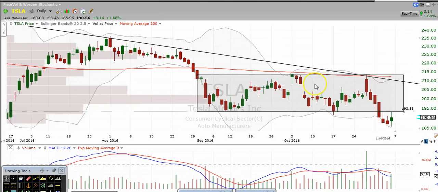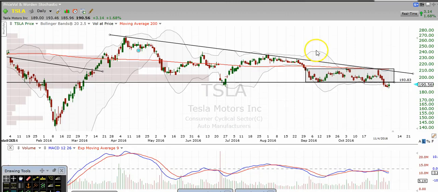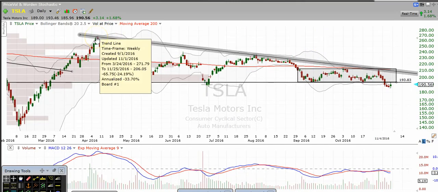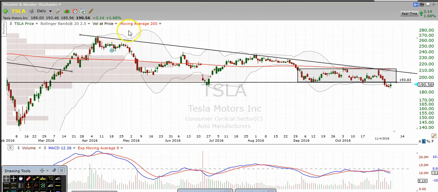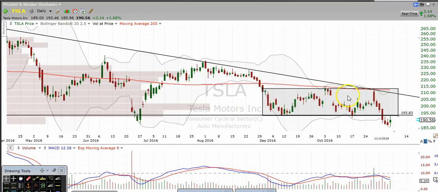So Tesla, as you can see, we're going to zoom out a little bit so you can see this pattern here. You can see we've been in a downtrend since April of this year. Several touches against that downtrend line. Here's a touch. Here's that earnings day that tested it right there and got rejected big time.